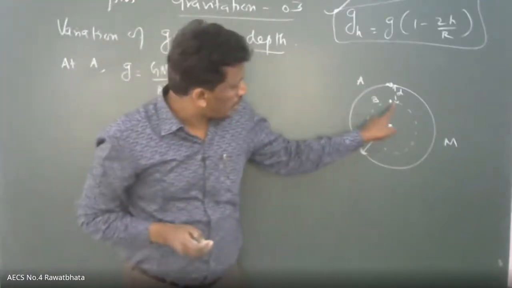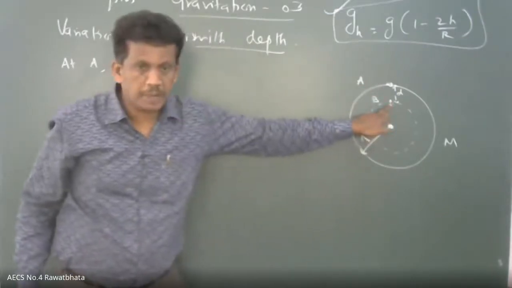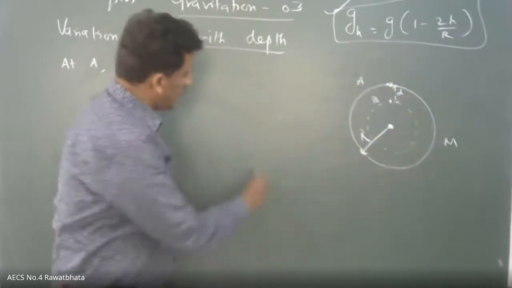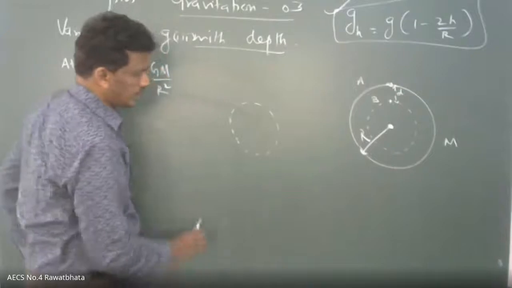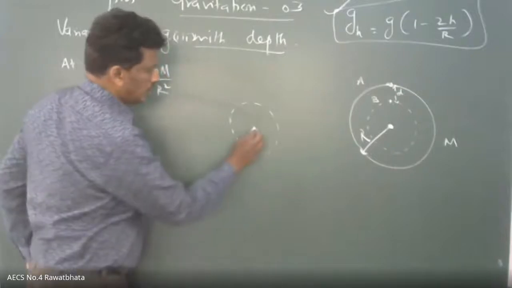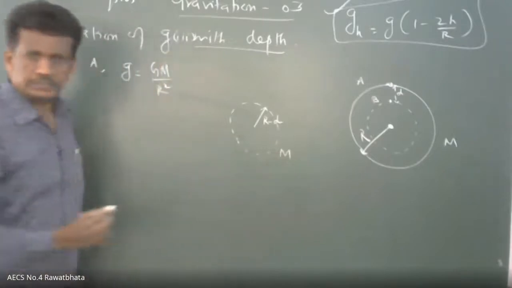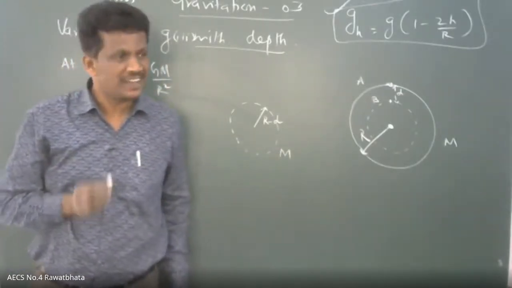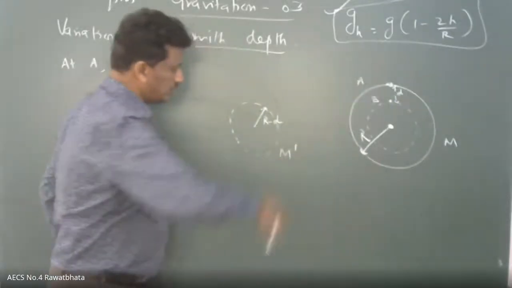Next, what is happening? You come to the point B. When you come to the point B, this much portion should be removed. Suppose only this you have to take. So this is how much? R minus D. What is the mass? M, or something different? Different, because this much portion is removed. So it will be, suppose, M dash.